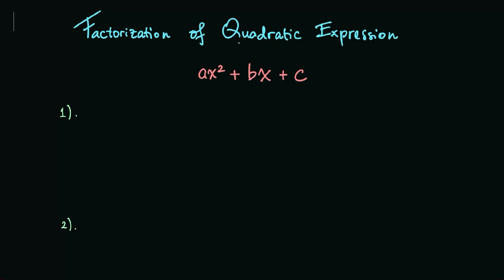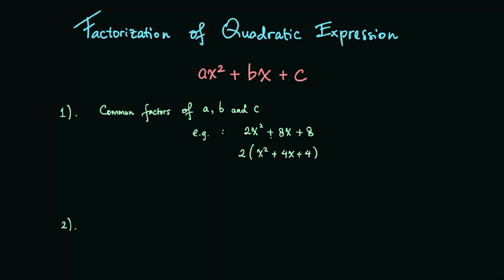So the first thing is, can we find common factors of a, b, and c? Let's use an example: 2x squared plus 8x plus 8. The coefficient of x squared is 2, the coefficient of x is 8, and the constant is 8. Looking at all these coefficients and the constant, we can find the greatest common factor of 2. So let's factorize that out.